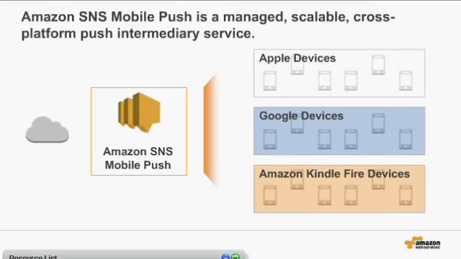So Amazon SNS now supports mobile push, and in a similar way to DynamoDB, which abstracts a lot of the complexity of dealing with the data stored across many servers, SNS abstracts all the complexity of dealing with multiple notifications across multiple platforms and millions of devices. So you can use this as a cross-platform push intermediary service to support iOS devices, Android devices, and of course, Amazon Kindle Fire devices.